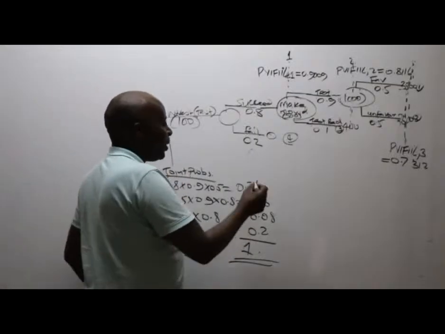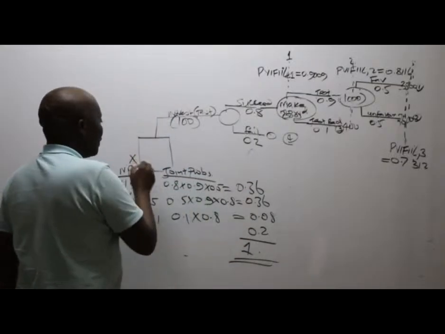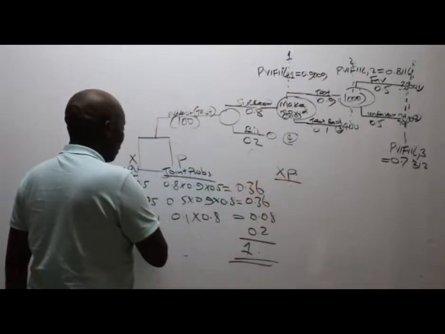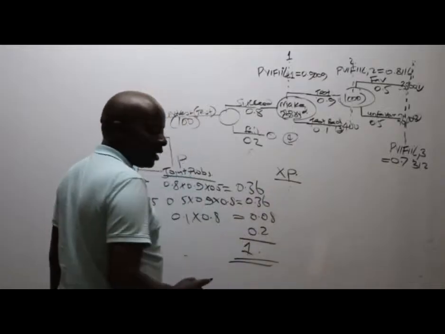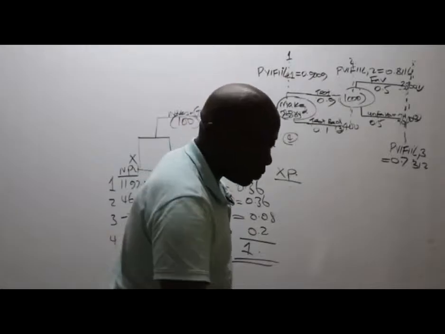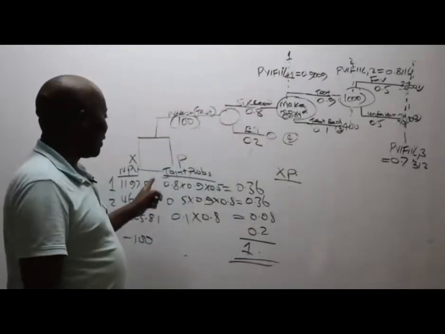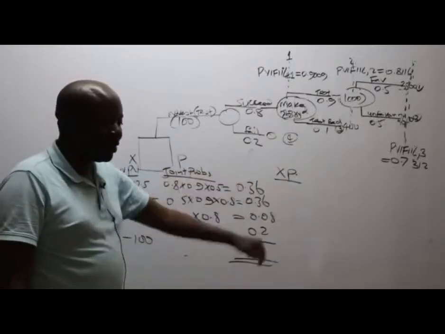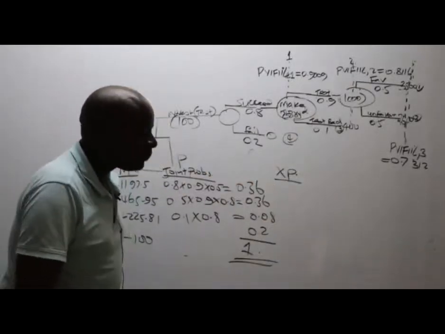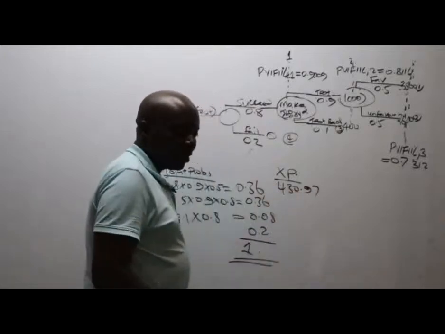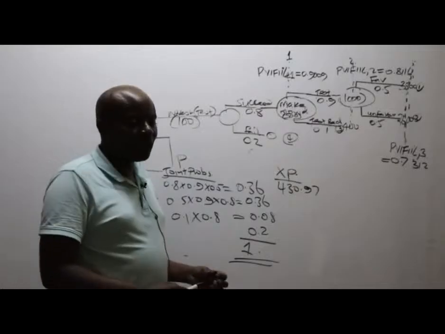This is your X and this is your probability. Give me XP, multiply the two. You take this figure times this figure and give me a figure to write there very fast. This times this gives what figure here? We have 430.97, 2 decimal places. Thank you very much.